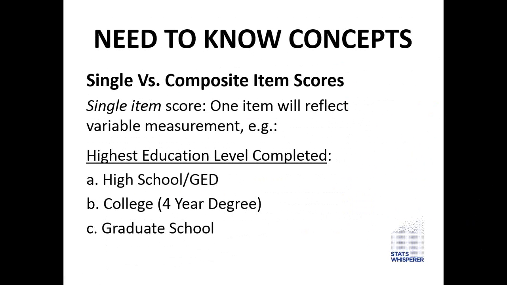Is a single versus composite item score. So some variables are measured with one item, a single item score. For example, here we have the variable education, right? So that could be measured with a single item, such as what's your highest education level completed, and the respondent would choose between A, high school, B, college, C, graduate school. Right? So that's one item measuring one variable.